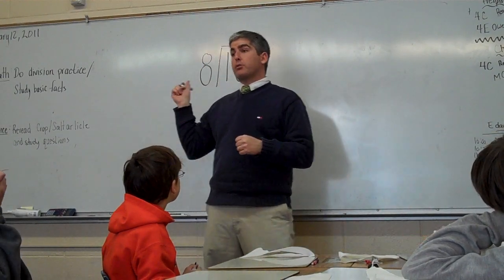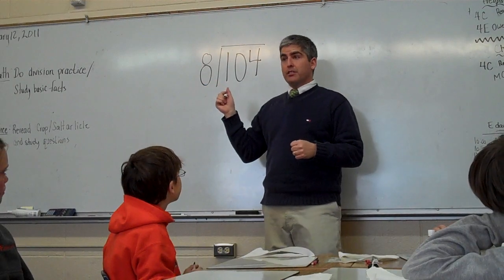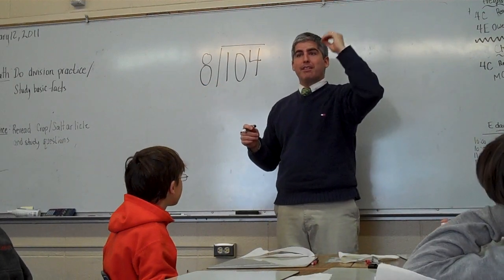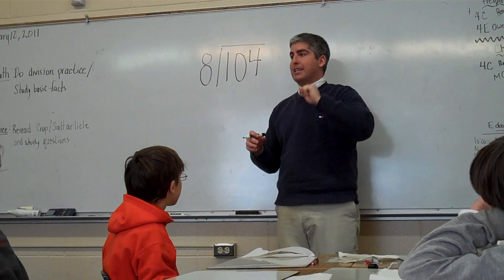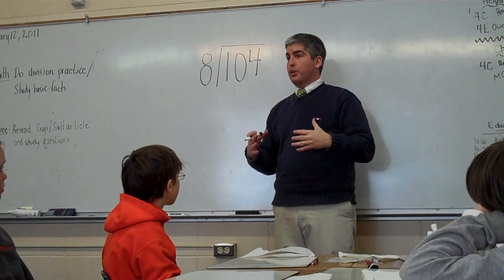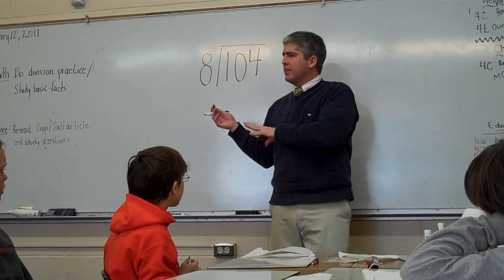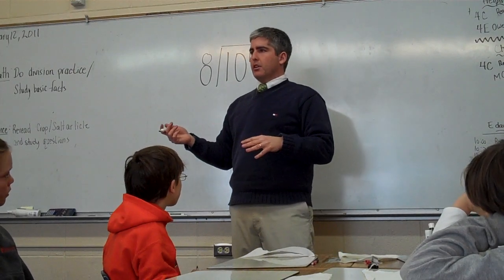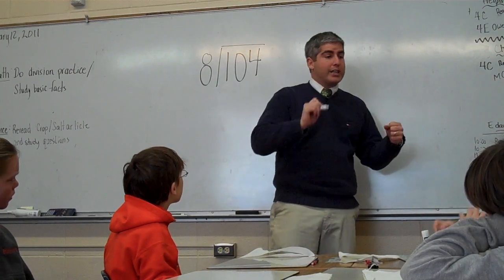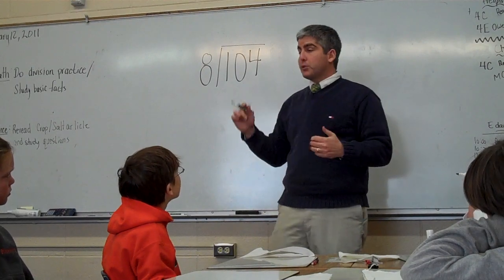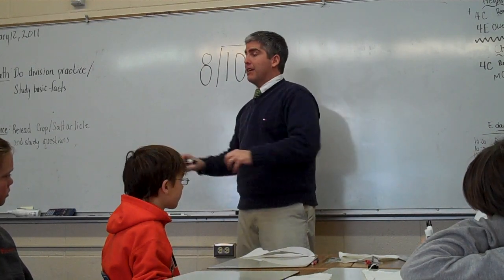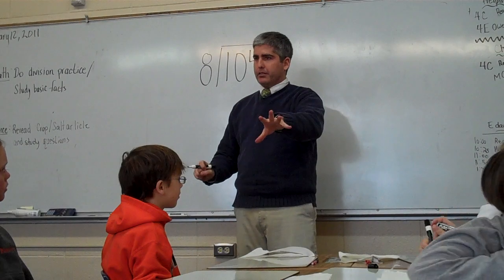Now we could do repeated subtraction with this. We could do 104 minus 8 minus 8 minus 8 until we got down to 0 or as close to 0 as we could. That might take a little while. It wouldn't take forever, but it could take a little while. We could draw a picture, 104 dots, put them into groups of 8, and then count the groups and see how many are left over. That would take a while.